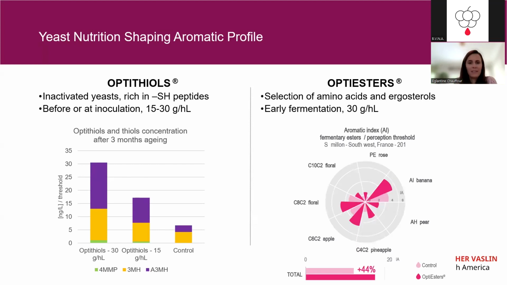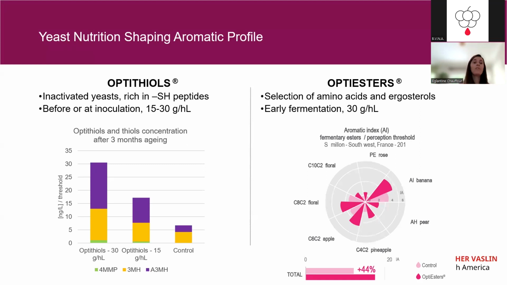The other nutrient we developed is Optiester, where we focus on amino acids and ergosterols. So here we really want to boost the production of ethyl ester and acetate of ester, but a lot of ethyl ester. So the idea here is to increase the production of floral aromas, pear, pineapple, apple aromas with a little increase of banana, but not so much.